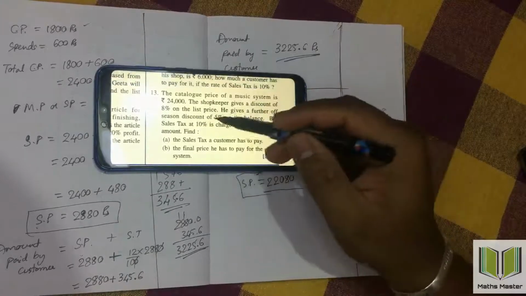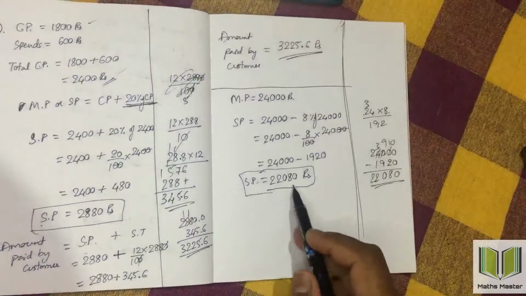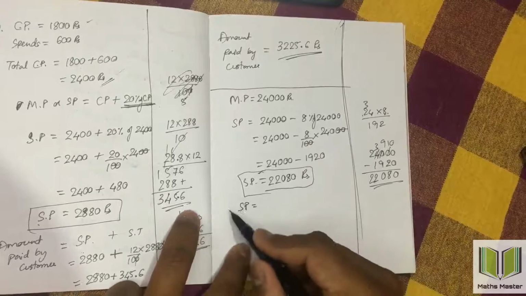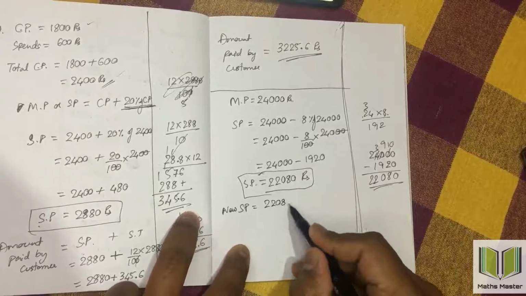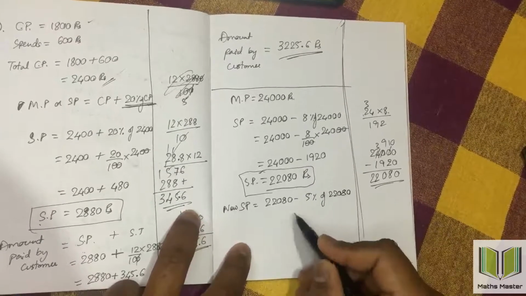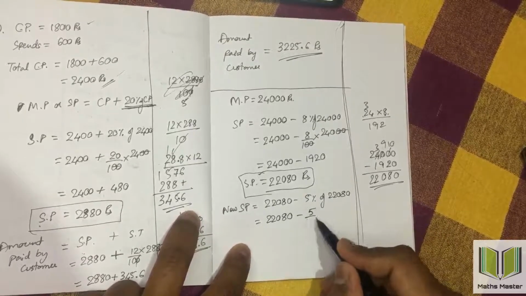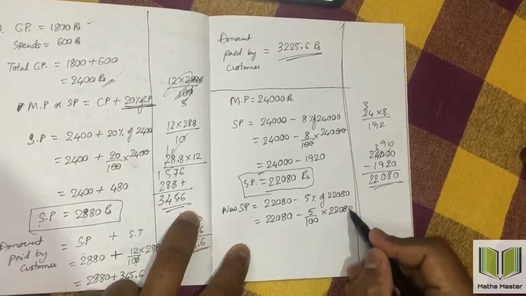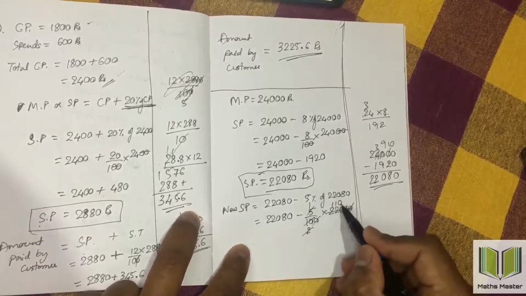He gives a further off-season discount of 5% on the balance amount. So the balance amount is now 22,080. So on this, another 5% discount is marked. So the new selling price will be equal to 22,080 minus 5% of 22,080, which will be equal to 22,080 minus 5 by 100 into 22,080. 0 gets cancelled. 5 ones are 5, 2 fives are 10, 2 ones are 2, which is 1104.